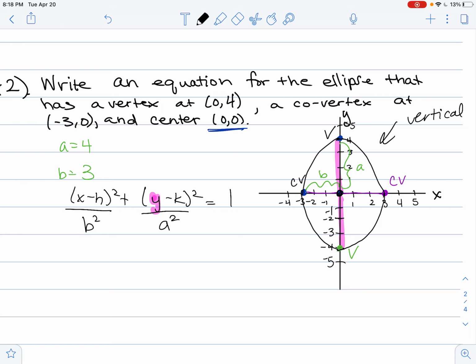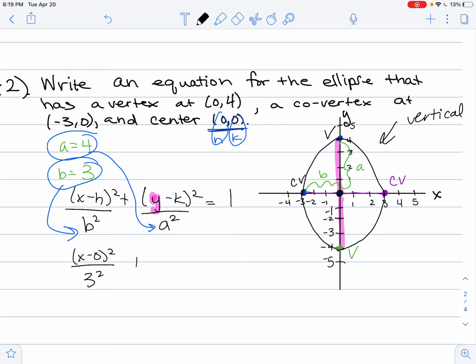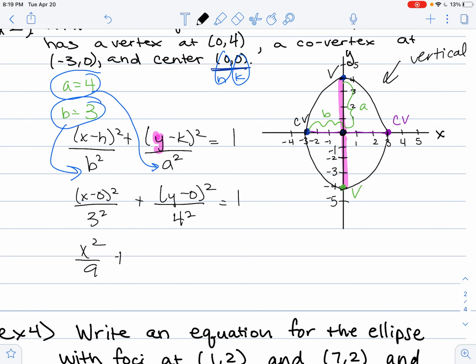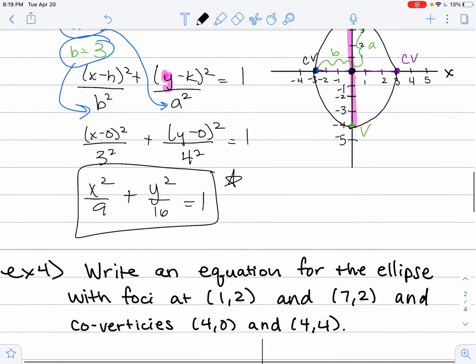So here's what we're going to do. We're going to plug these in where we need to. So we've got A is 4, B is 3, and H and K are the center of 0, 0, which if I add 0 or subtract 0 from x, I'm just going to get x again. But I can write it x minus 0 squared all over B, which is 3 squared, and then y minus k, which is 0, squared all over A squared, which is 4 squared. So if I simplify this, I get x squared over 9 plus y squared over 16 equals 1. And there is my graph that I drew so that I could identify what is what to write the equation.